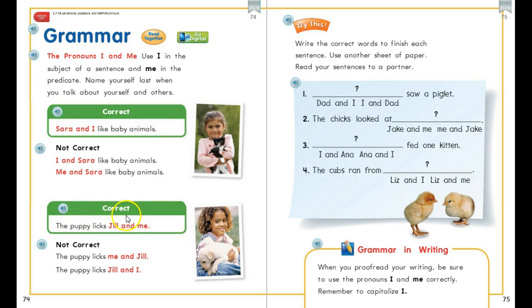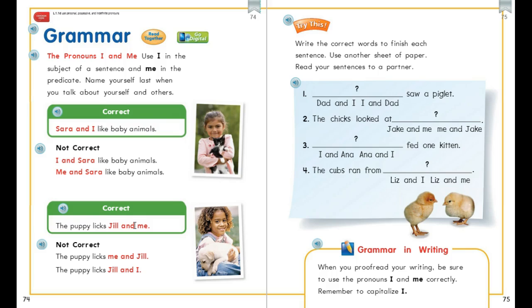Here's another one. This is the correct. The puppy licks Jill and me. These are the not correct ways to write this sentence. The puppy licks me and Jill. Again, you're naming yourself last. And the puppy licks Jill and I. You're naming yourself last, but this is in the predicate of the sentence, so you need to use the word me.